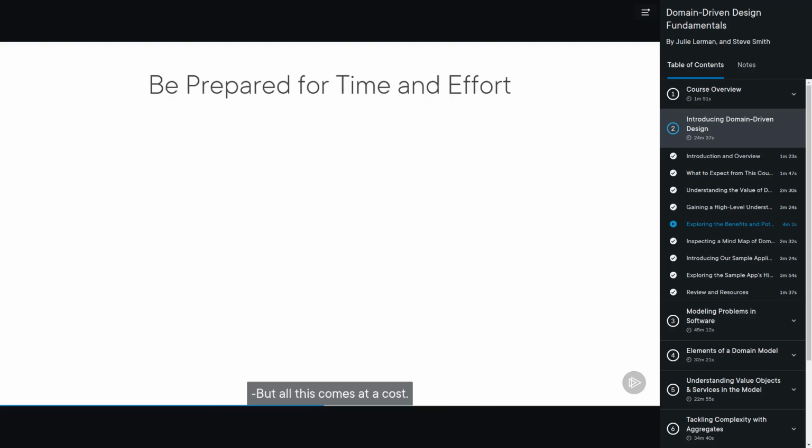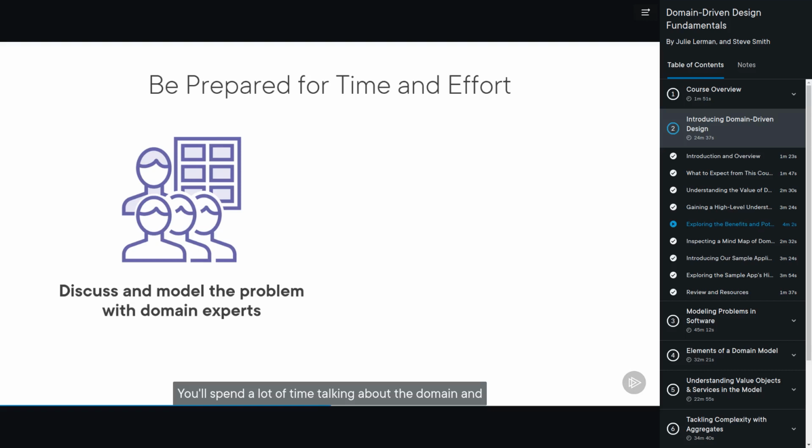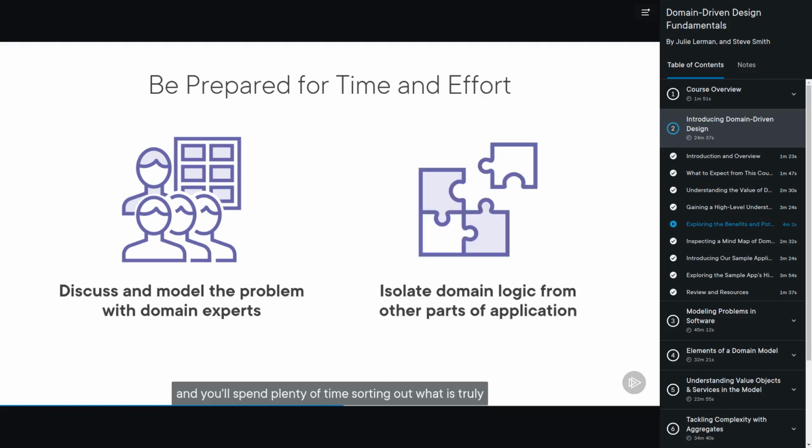But all of this comes at a cost. You'll spend a lot of time talking about the domain and the problems that need to be solved, and you'll spend plenty of time sorting out what is truly domain logic and what is just infrastructure. The easy example there is data persistence. Or, for the sake of our spaceship manufacturer, maybe it's how to communicate with an external service that helps to verify that potential buyers are properly vetted for space travel.